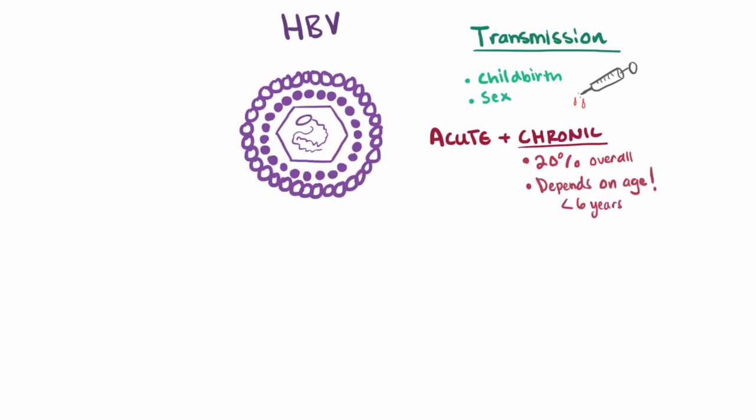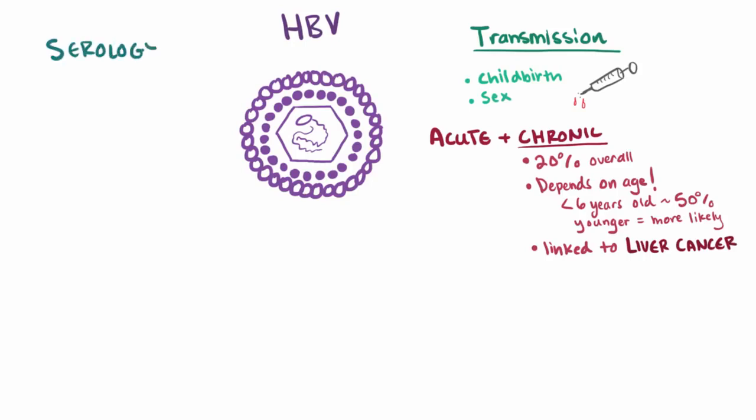For example, children less than 6 years old are most likely to get chronic infections, about 50%, and that percentage increases the younger they are. Also, chronic HBV is known to be linked to liver cancer. And all these things make HBV and the serology of HBV a super important concept to understand.